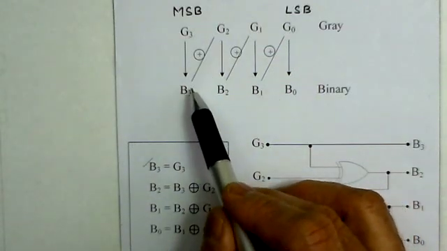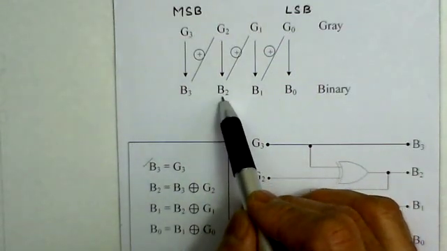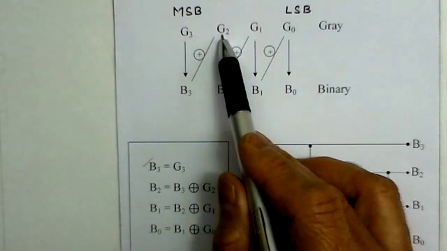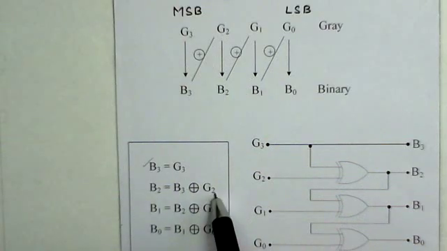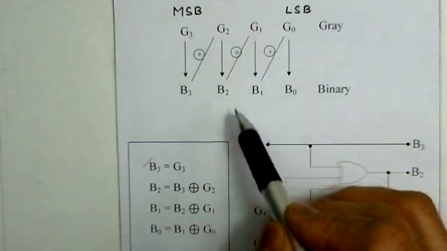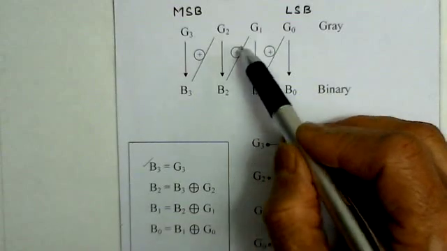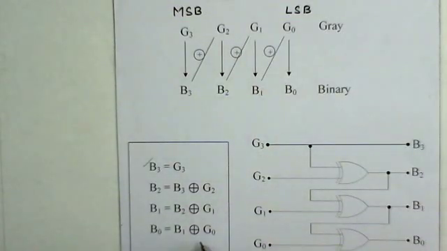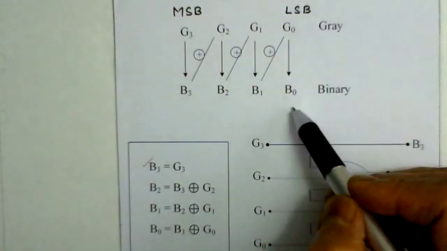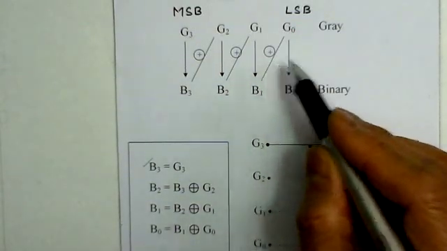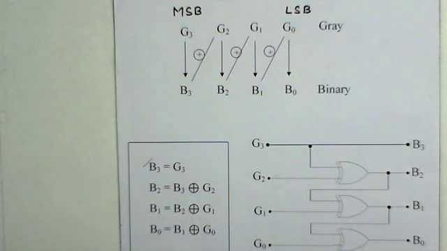Now we can see here, to generate B2 we take B3 and exclusive OR it with G2. This is just a direct implementation of these equations. And here B1 is B2 exclusive OR G1, and B0 is B1 exclusive OR G0. So you can see this equation has been directly implemented, and this is the corresponding logical diagram for it.